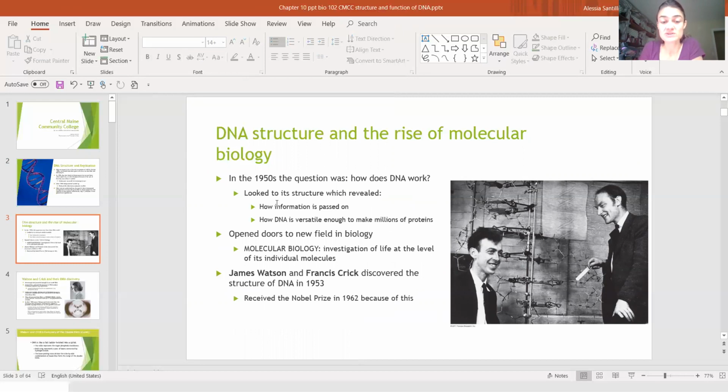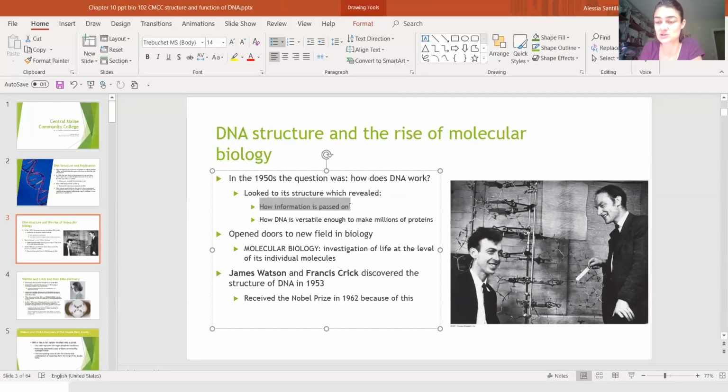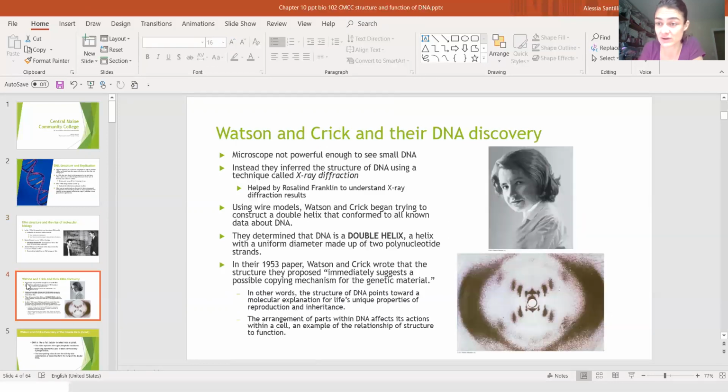Okay, so it was important for them to figure out the structure because the structure revealed how the information was passed on, and in addition, how DNA could be so versatile to make millions of proteins and to make so much genetic diversity. They couldn't figure out how DNA could allow for so much genetic diversity. So with their discovery, they opened doors to a new field of biology known as molecular biology. This is just the investigation of life at the molecular level, right? Because they're looking at the molecular level of DNA.